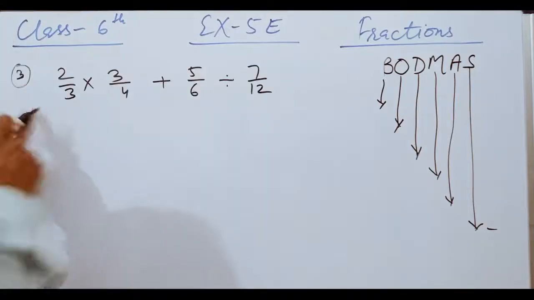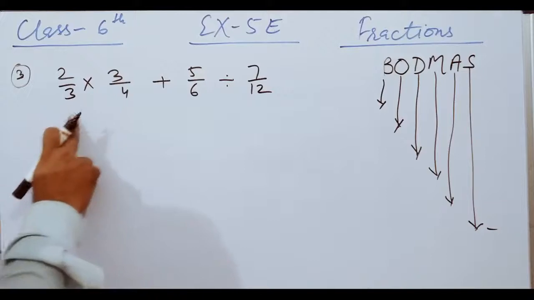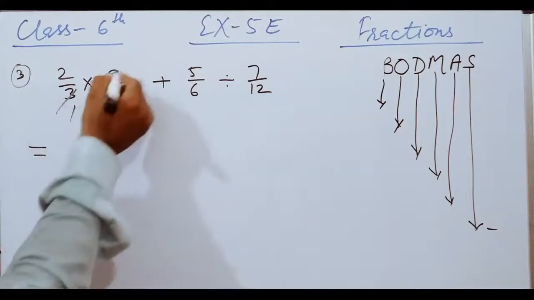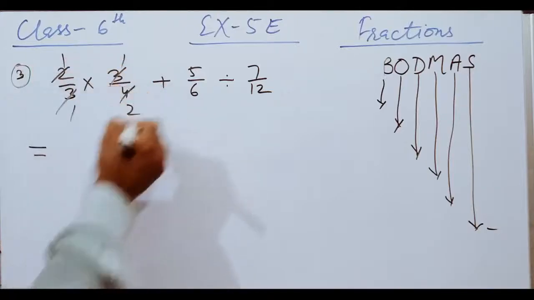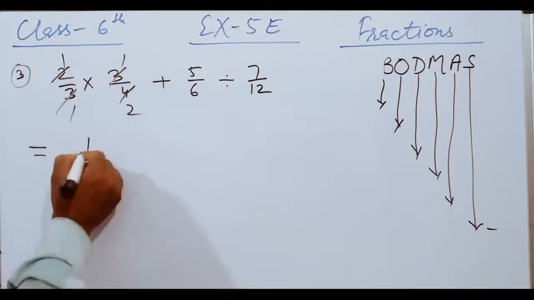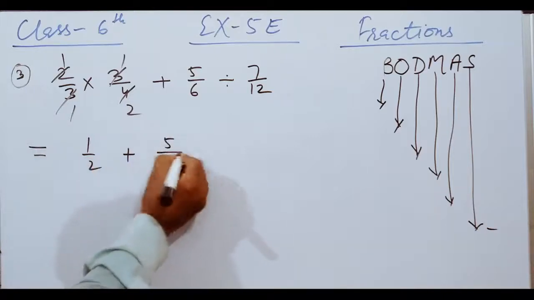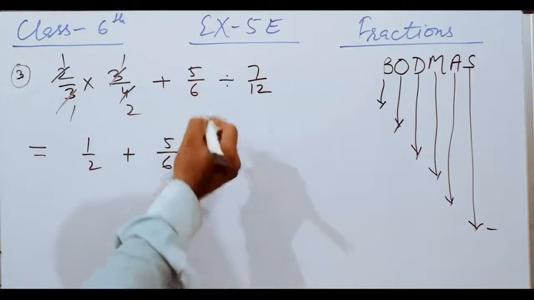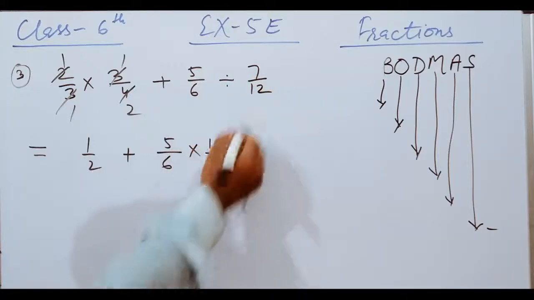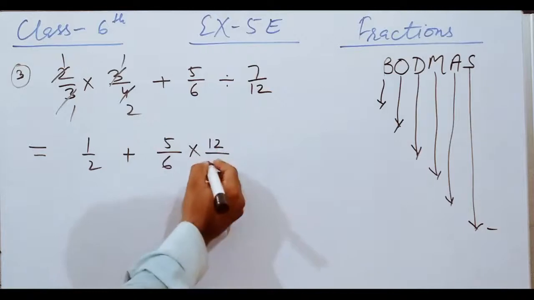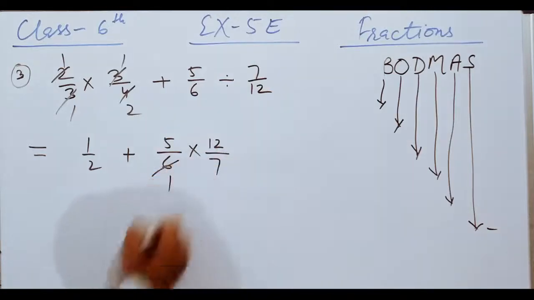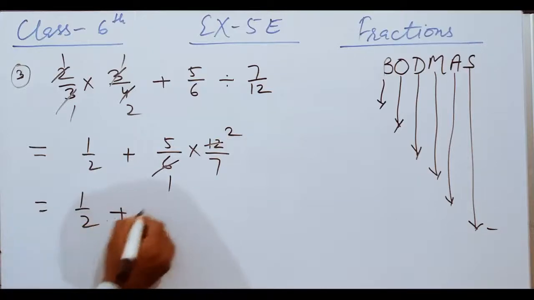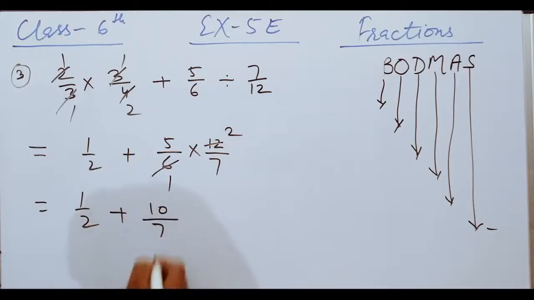This question number 3, we have to solve. We have to simplify. Then 3 3 we can cancel. 3 1s are 3, 1 1s are 2, 2 2s are 4. So 1 upon 2 plus 5 upon 6. The sign of division we will convert into the sign of multiplication. Then we will write the reciprocal of this, 12 upon 7. Then 6 1s are 6, 6 2s are 12. It is 1 upon 2 plus 10 upon 7.